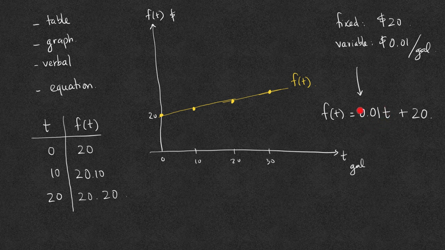We might want to check to see whether this formula works. When T equals 0, then the cost is $20. When T equals 10, the cost is 0.01 times 10 plus 20, or $20.10.